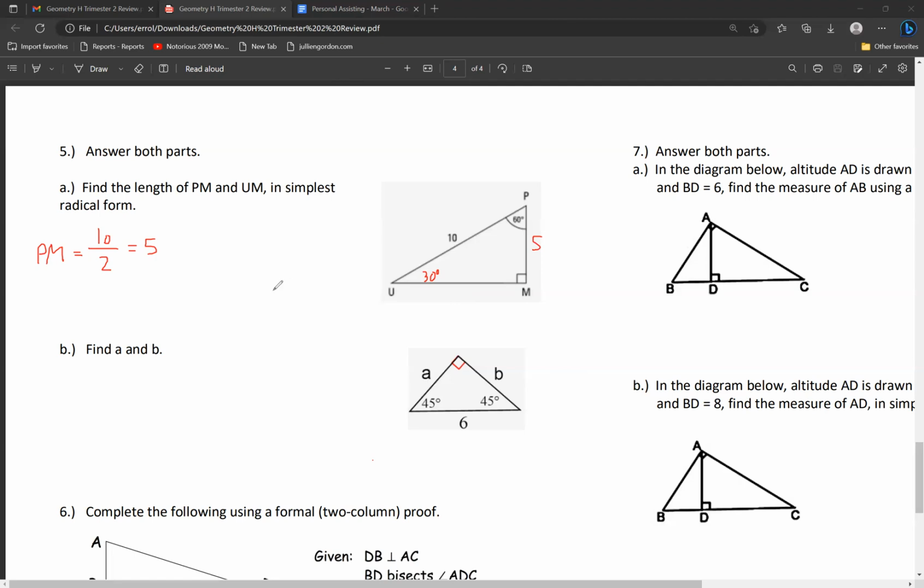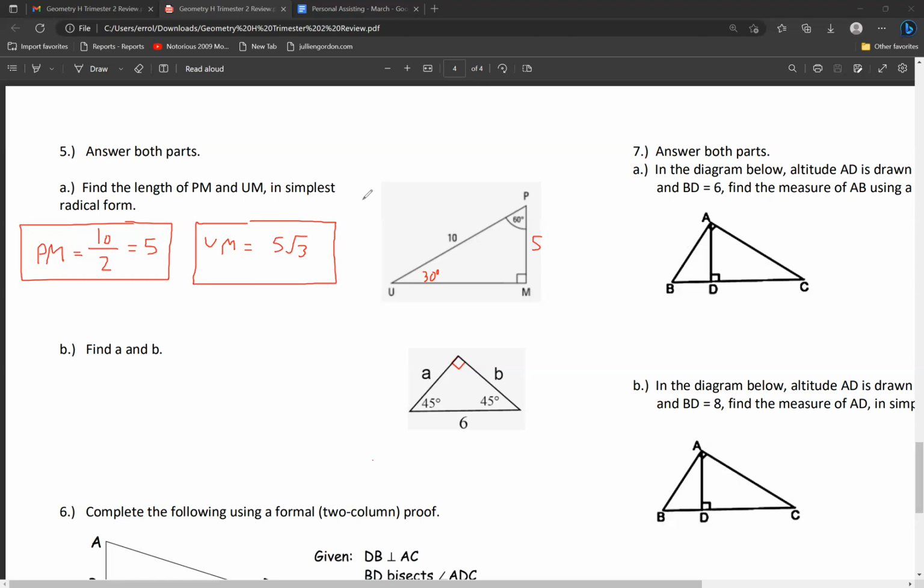5 radical 3. Okay, how are we getting that? I don't know. You're just that brilliant. You're just that smart. You could be that smart. I mean, a couple questions ago, you were that smart.